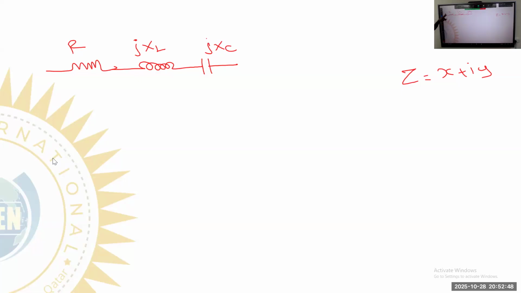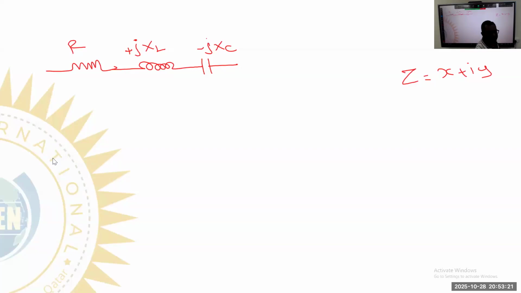Why didn't we put a J on the resistance? Because it's not an imaginary component. These two are imaginary components, stored in the form of current and in the form of voltage. So that's why we have different things. Here we put a plus symbol, here we put a minus symbol. Or we may say for a lagging power factor we put a plus, for a leading power factor we put a minus. There are exact definitions, but this way is easy to understand. Here plus, here minus.